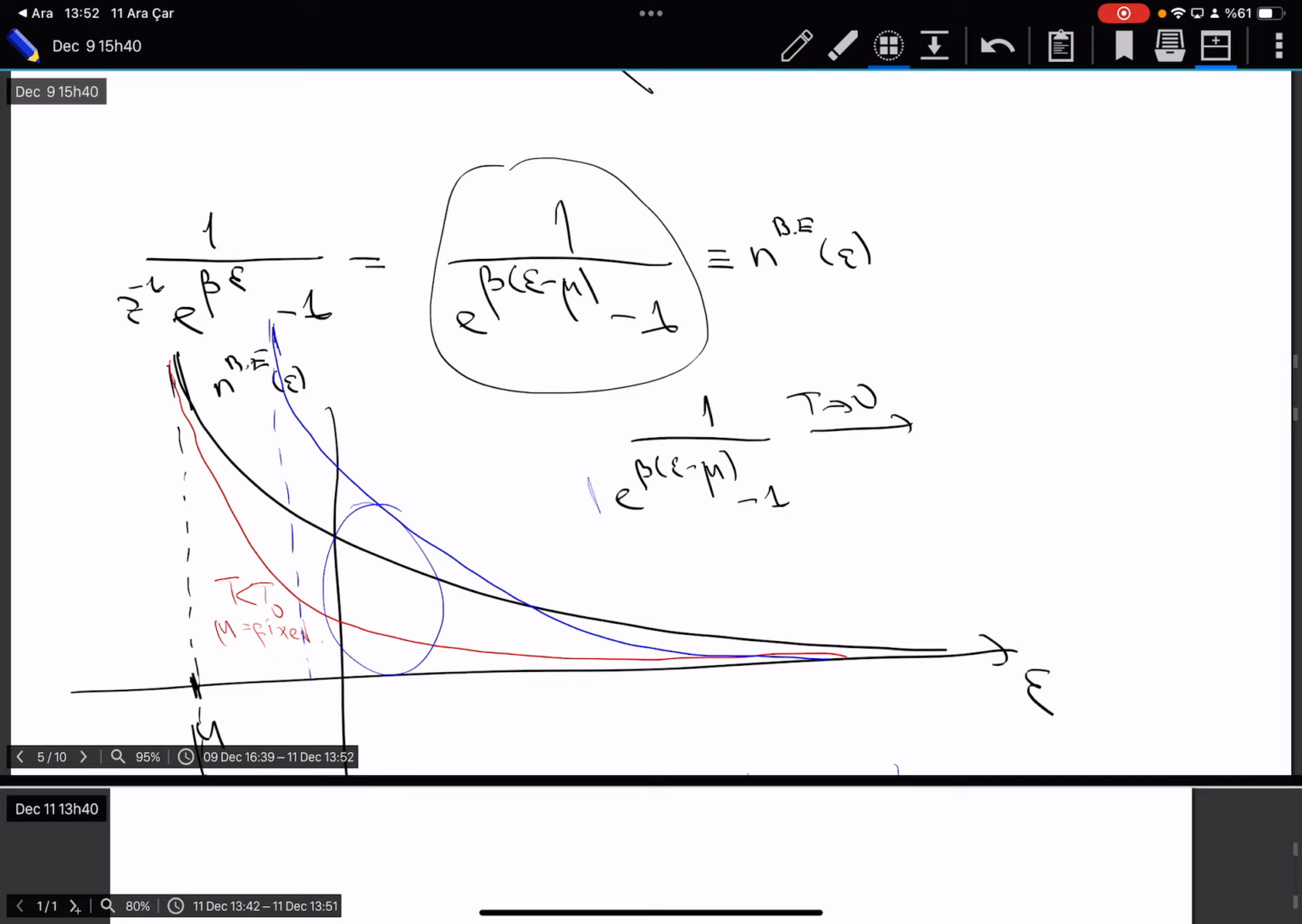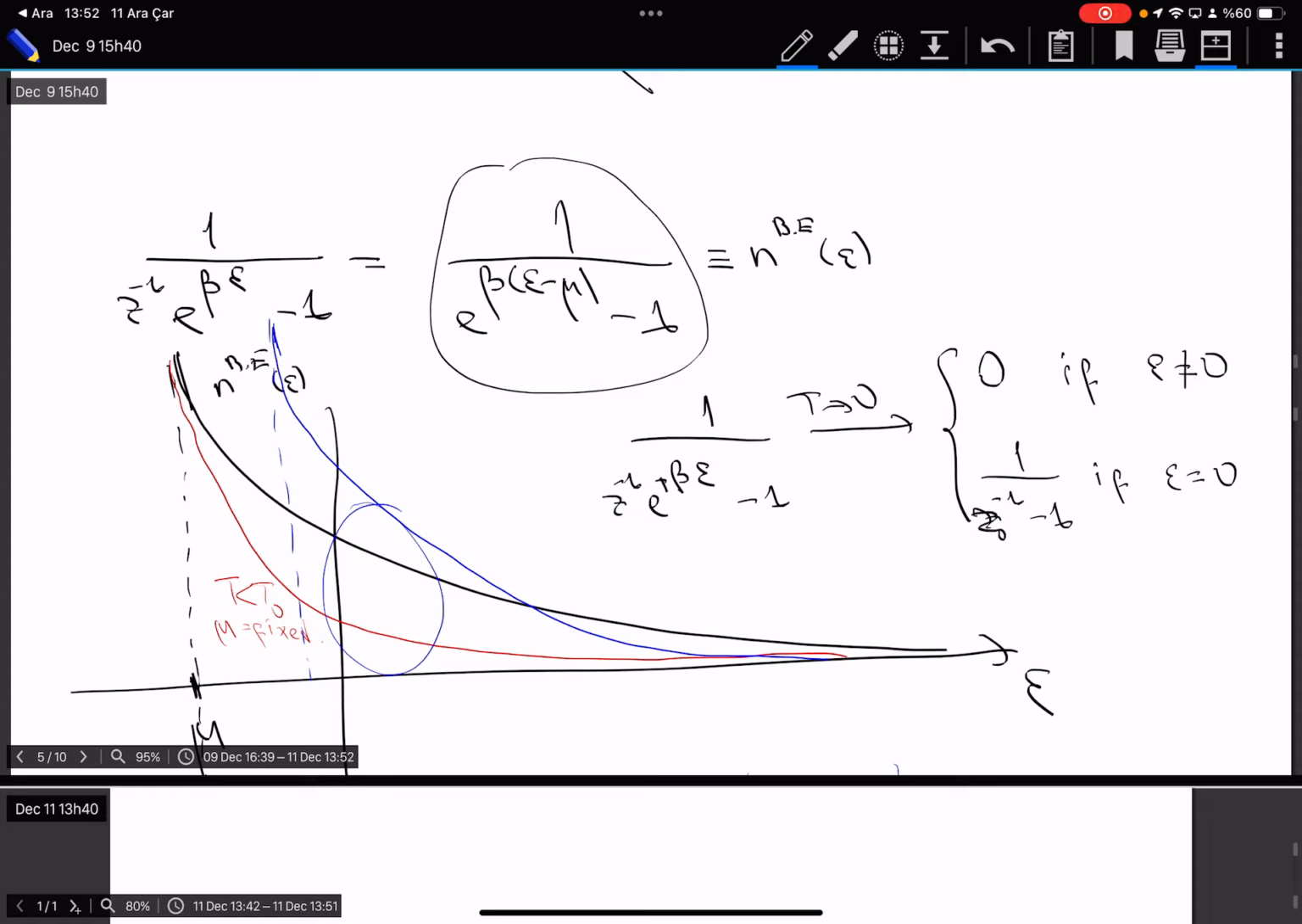well, let me write it slightly differently. Beta just diverges, so e to the power beta epsilon becomes infinite, of course, if epsilon is not 0. So this just becomes 0 if epsilon is not equal to 0, and 1 over (z0 inverse minus 1) if epsilon is equal to 0. z0 is the fugacity at 0 temperature. And basically this number is nothing but N.